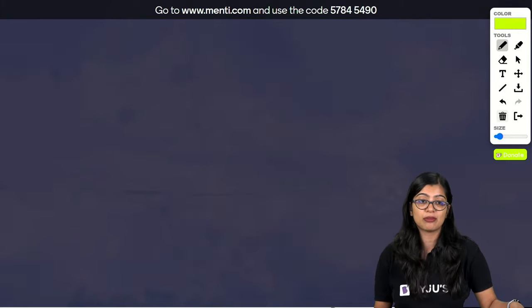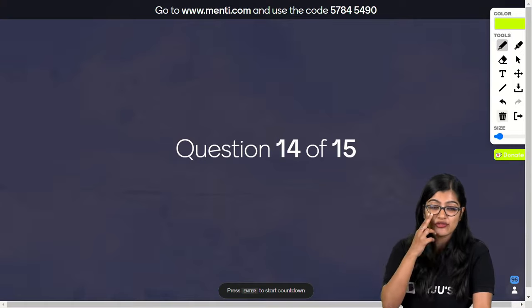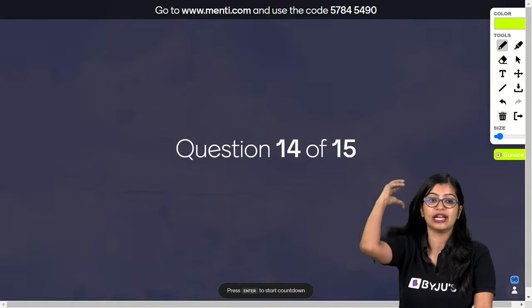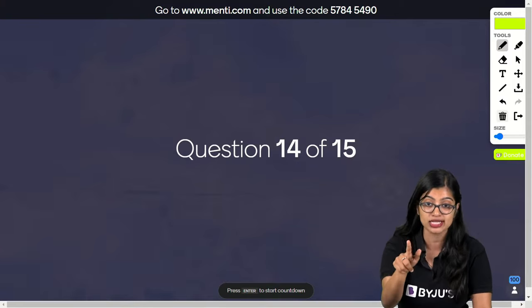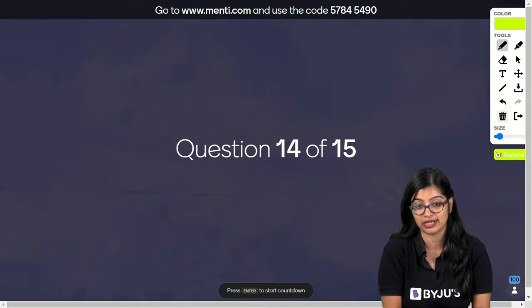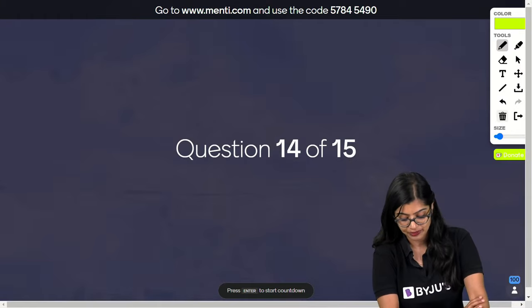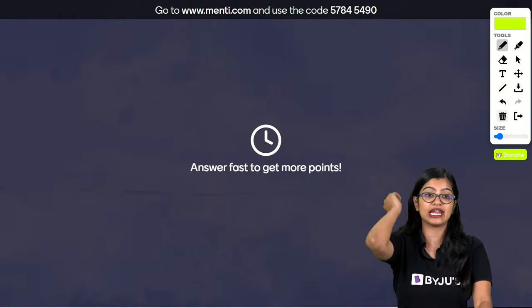Now, moving on to question number 14. We'll do a similar kind of question again tomorrow, so don't worry about it. Or what I would suggest is you go back after this session, pause this particular question and try to solve it once again. It'll definitely help you out. Now, moving on to question number 14, everyone.